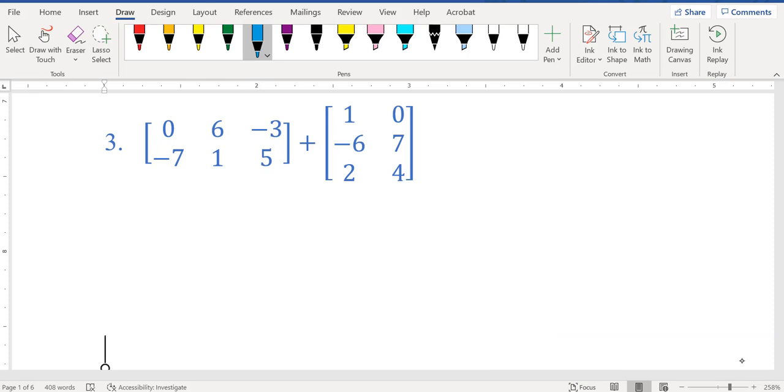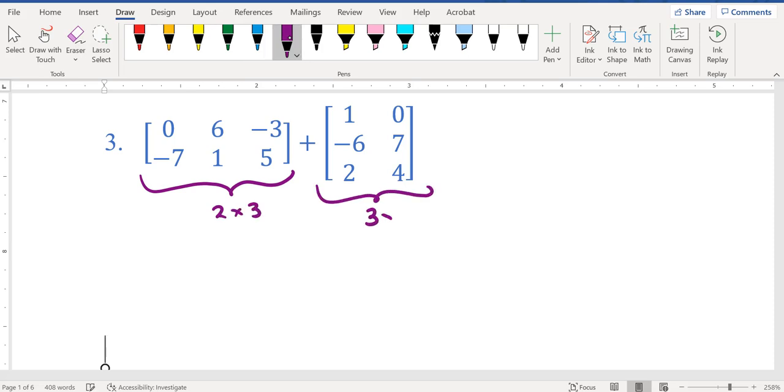For example number 3, this first matrix is a 2 by 3. The second matrix is a 3 by 2. Because those matrices are not the same size, we're going to say that that matrix addition is not possible.